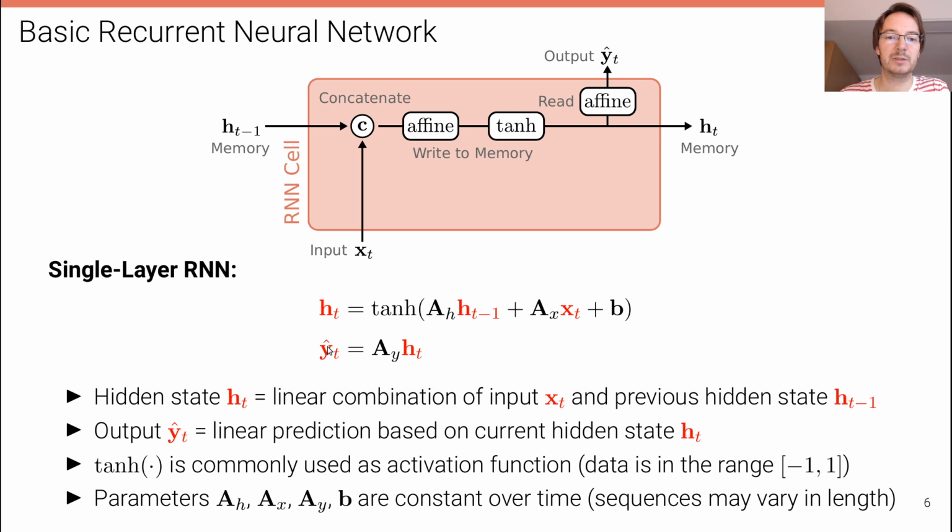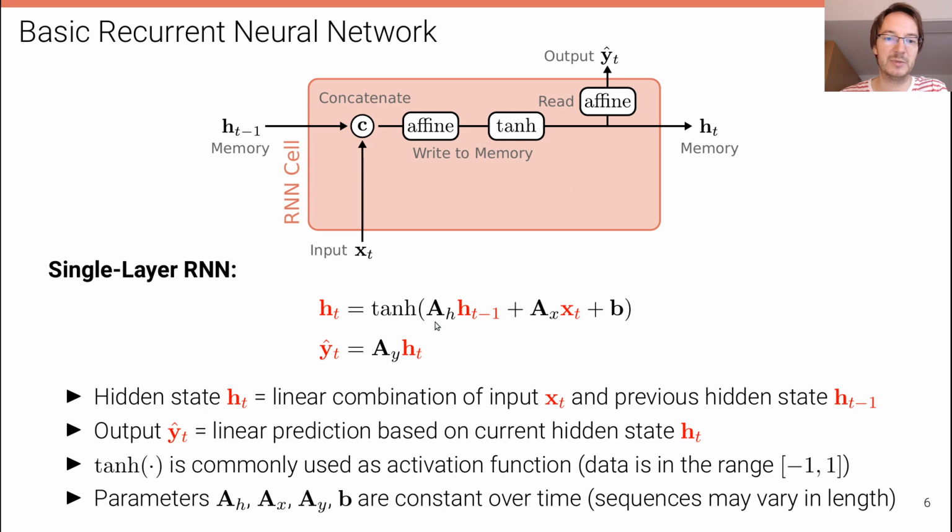So let's have a little bit more closer look. This is also what is illustrated here in this diagram. We first do the concatenation of the input and the previous hidden state. Then we apply an affine transformation on that, and then a tanh nonlinearity, and then we pass that state to the next RNN cell and apply an affine transformation to produce the output.